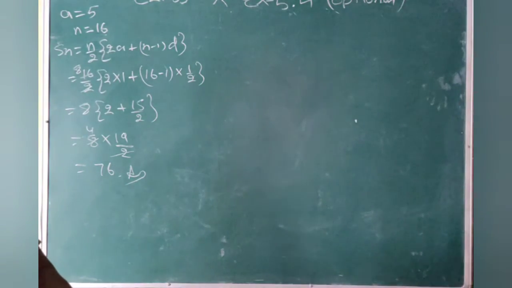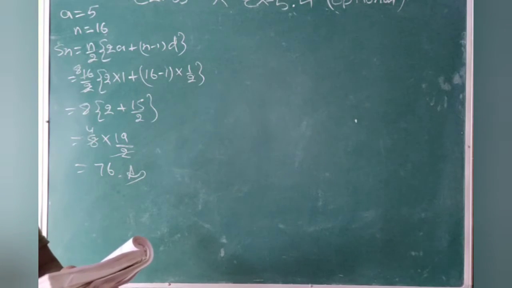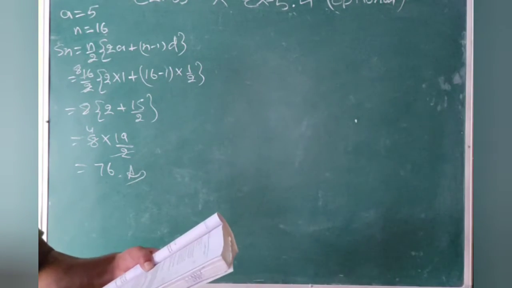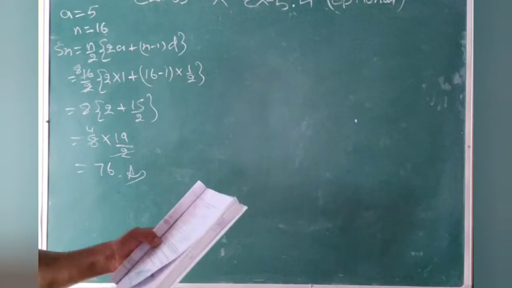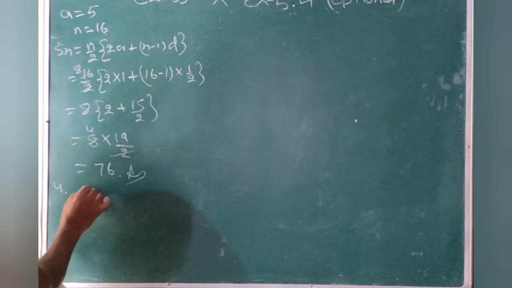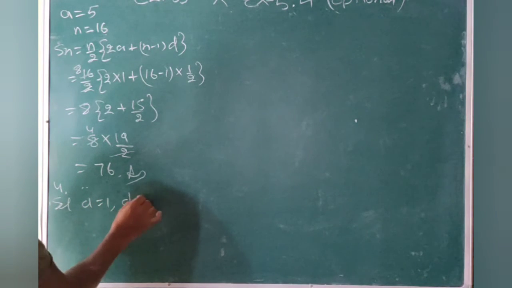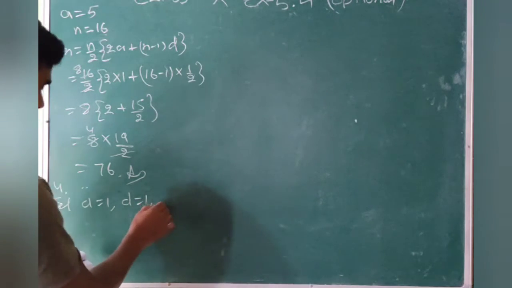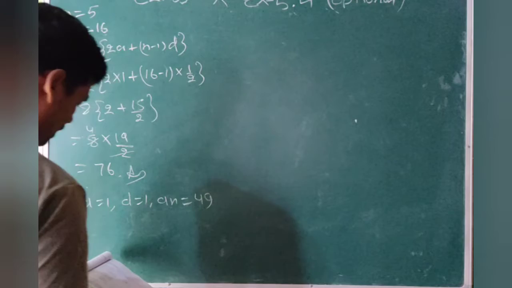The houses of a row are numbered consecutively from 1 to 9. Then question number 4. A is equal to 1, D is equal to 1, and AN is equal to 49.